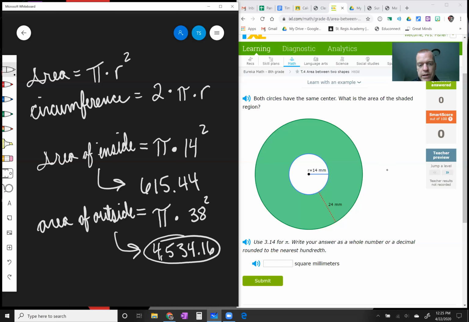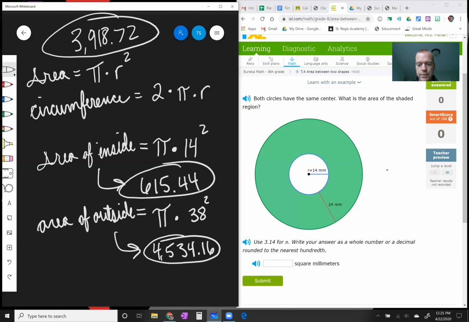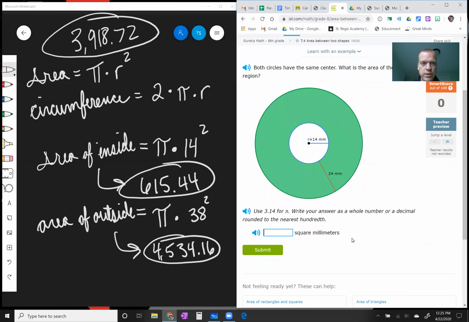Subtract my big area and my area from the inside. So if I do 4,534 and 16 hundredths minus 615 and 44 hundredths, I get 3,918 and 72 hundredths. And that is going to be my answer. All right, it says write your answer as a whole number or a decimal rounded to the nearest hundredth. So I'm going to do that to the nearest hundredth.